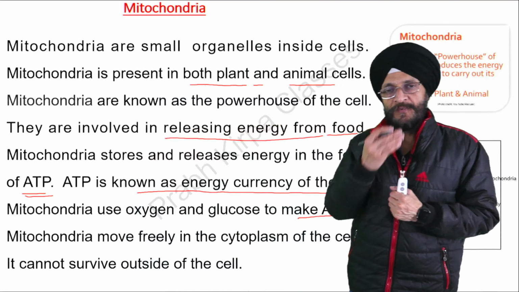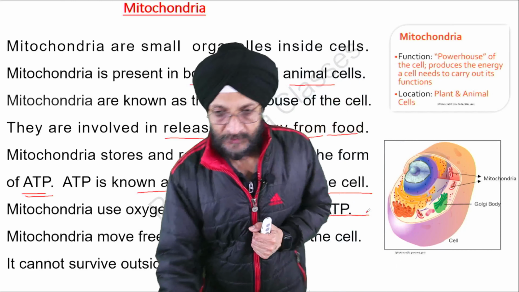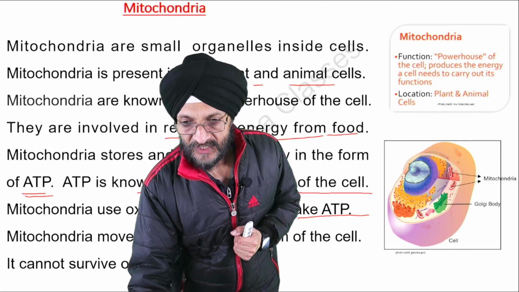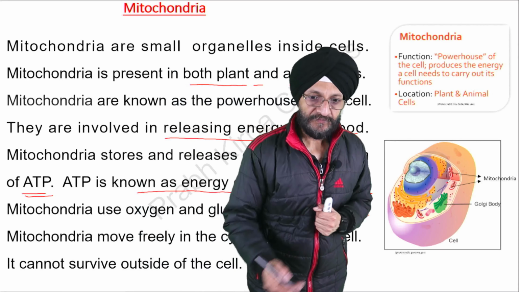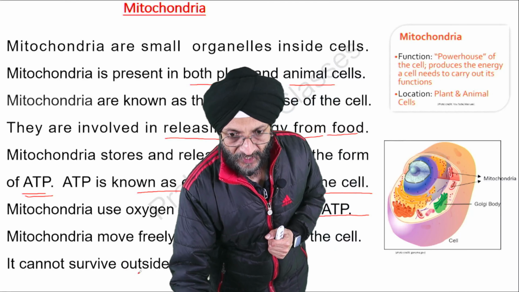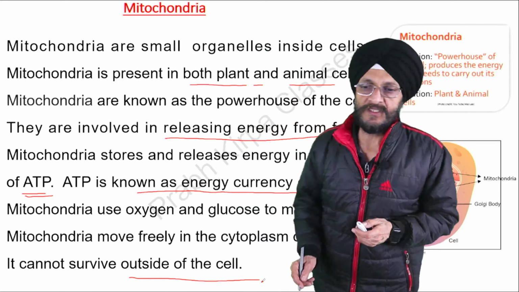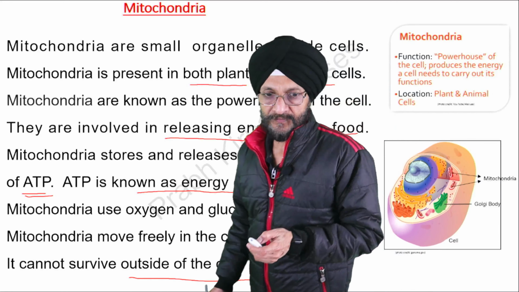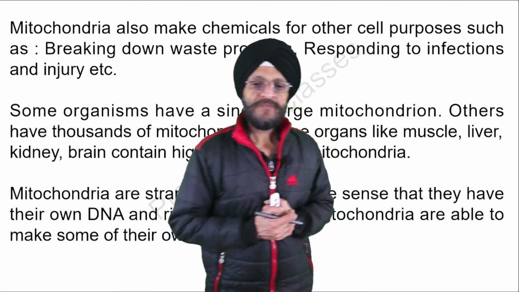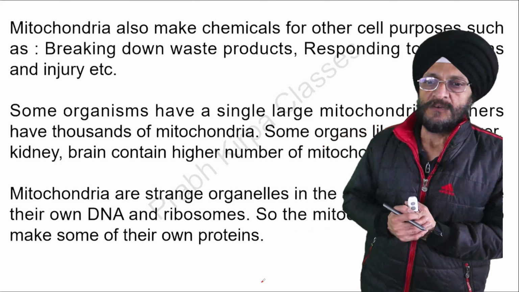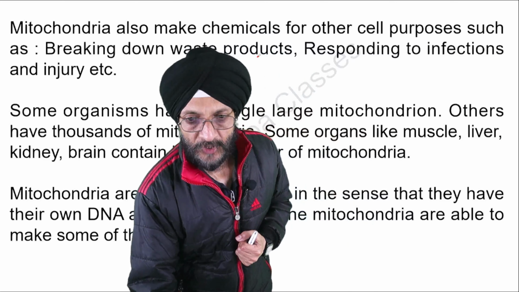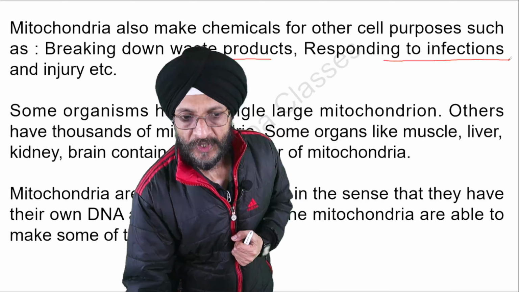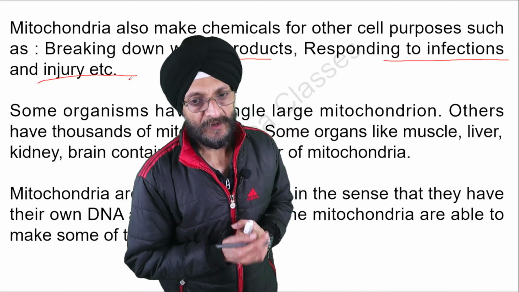Mitochondria move freely in the cytoplasm of the cell. You can say that mitochondria may move from here to here in the cytoplasm, from here to here, here to here. Mitochondria cannot survive outside of the cell. Mitochondria also make chemicals for other cell purposes such as breaking down waste products, responding to infections and injury, etc.